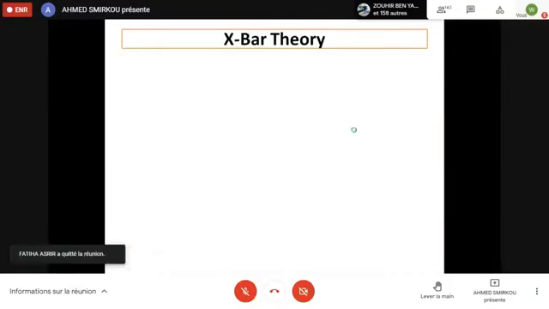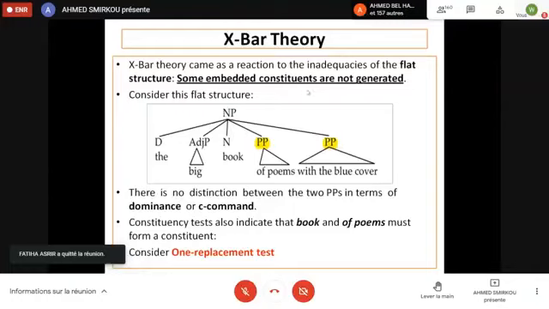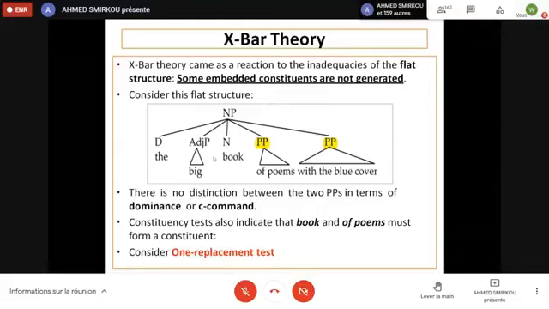So if we go back to the tree, which one is replaced by one in that example? One, we said, replaces book of poems with the blue cover, because the small excludes the big. So the problem here is that there is no node that includes only book of poems with the blue cover. We need a node that includes only book of poems with the blue cover. Why? Because using the one replacement test, we have come up with the fact that book of poems with the blue cover forms a constituent, because only this part of the phrase can be replaced by one.